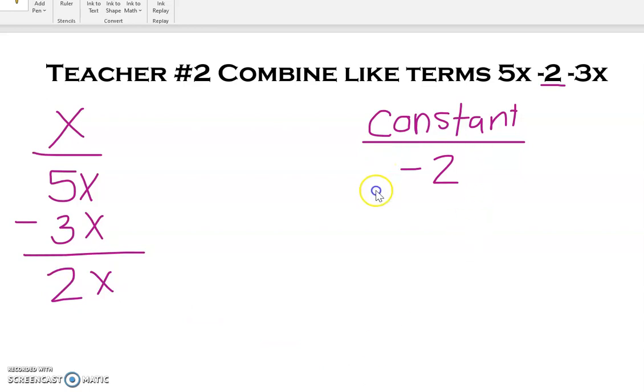When I look at my constant column, there's only one constant term, so I can't combine that with anything else. To get my final answer, I'm going to piece these back together, and so I have 2x, and the constant is minus 2. Now again, I can't combine these together because one has an x and the other does not.